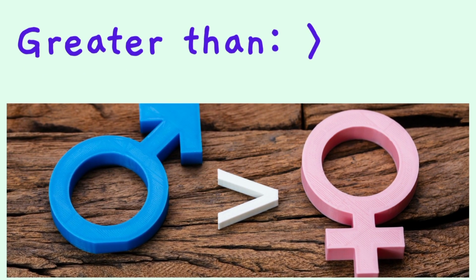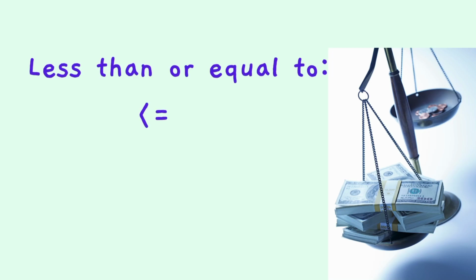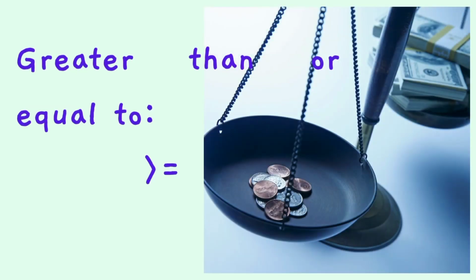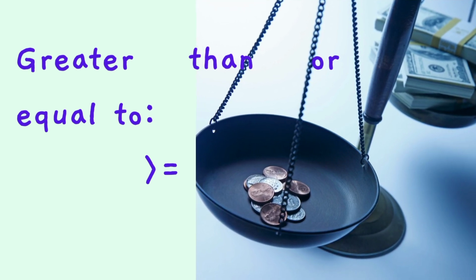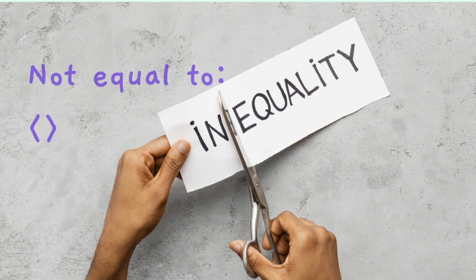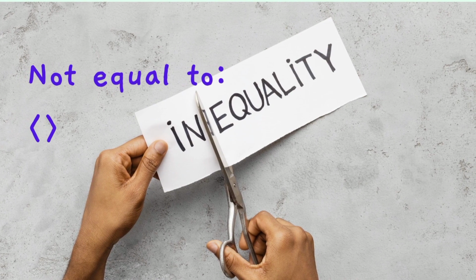You can also see it on the screen. Now we have the less than or equal to. Unlike how we write it in mathematics, when we write the less than symbol, we write the equality symbol in front of it. We also have greater than or equal to. Let's look at the not equal to symbol. Here, we write the less than symbol followed by greater than symbol.